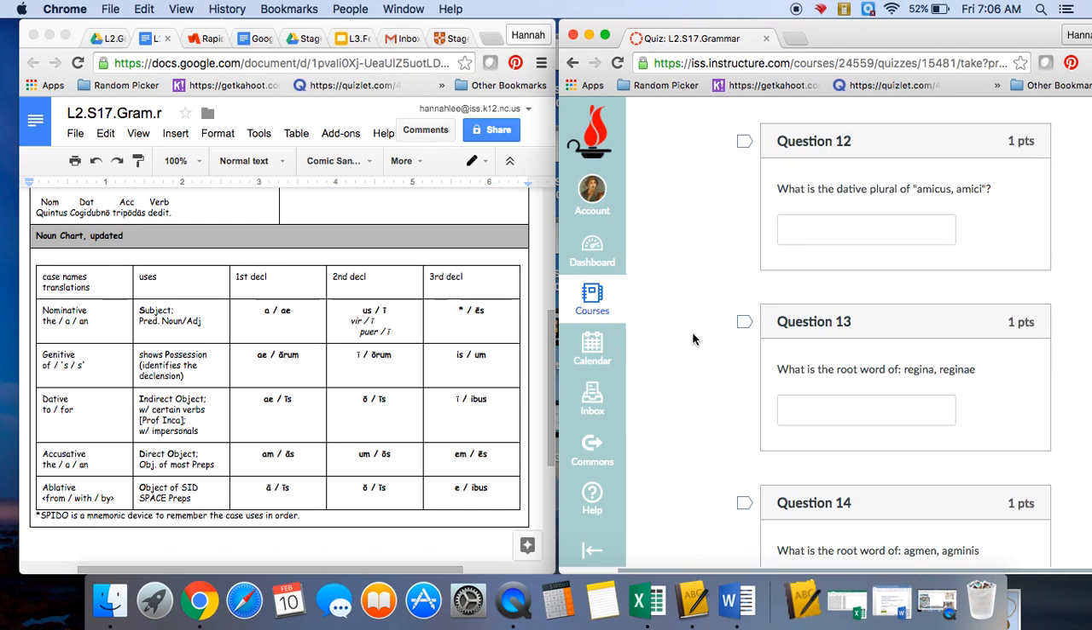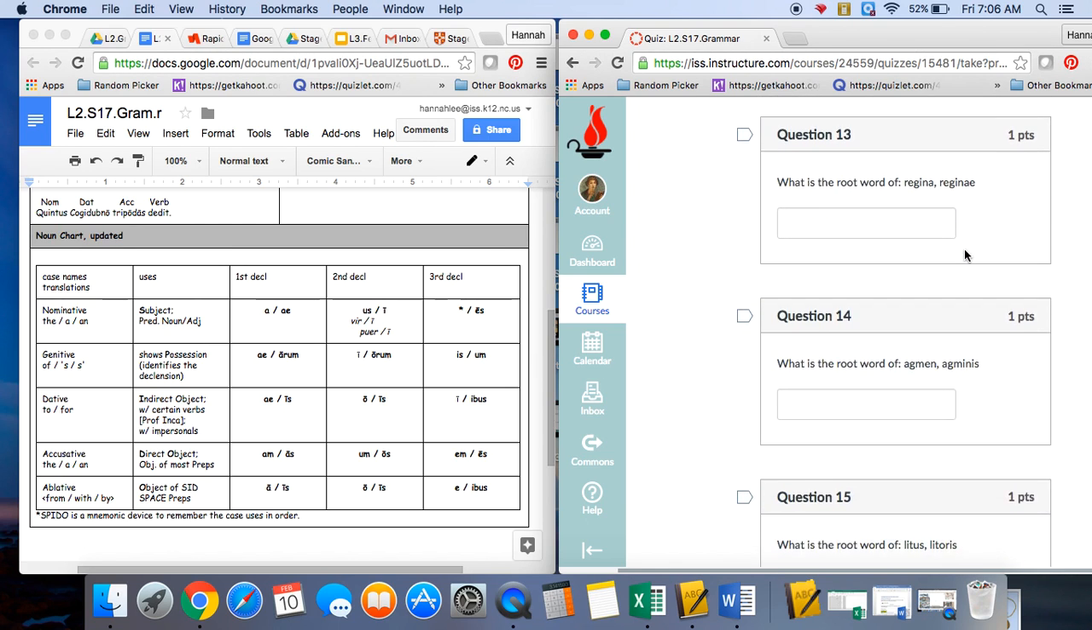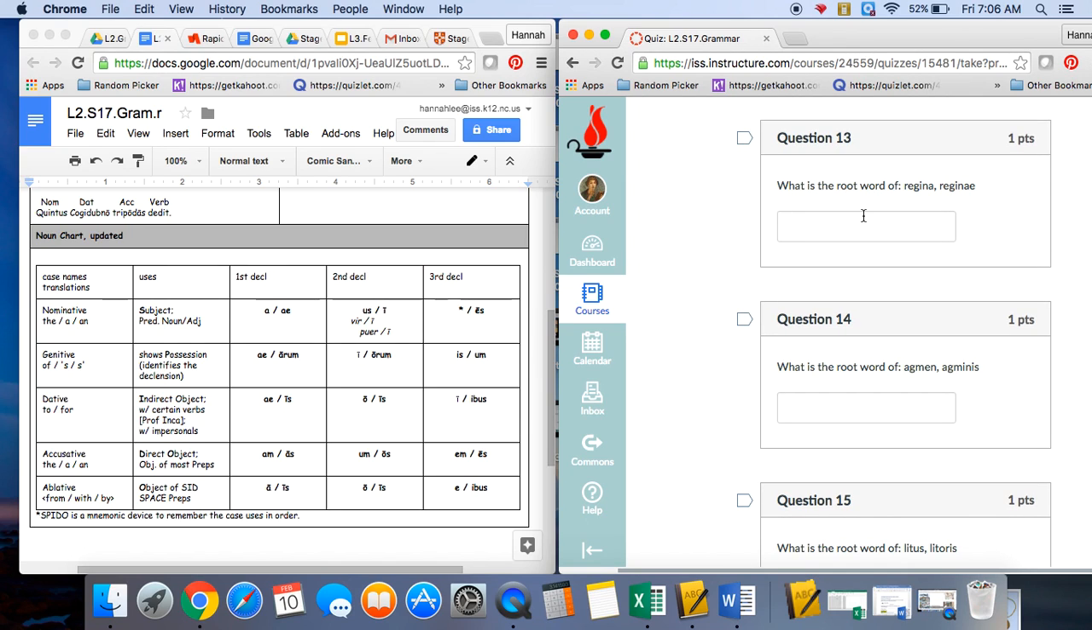Number 12. What is the dative plural of amicus? This is a U-S-I word. What declension was it? Second is right. We're looking for dative. Nominative, genitive, dative, but it needs to be plural, so we have I-S. A-M-I-C is the root word, and then add in your I-S. Amicis.